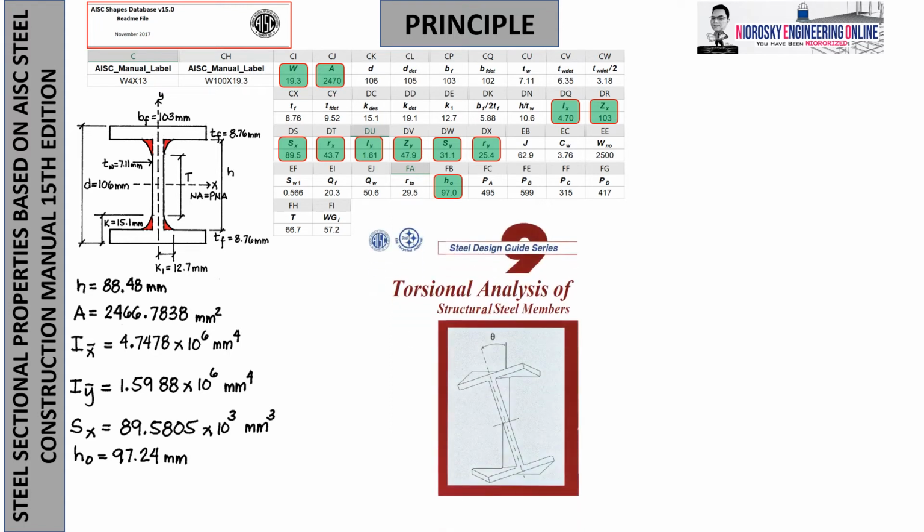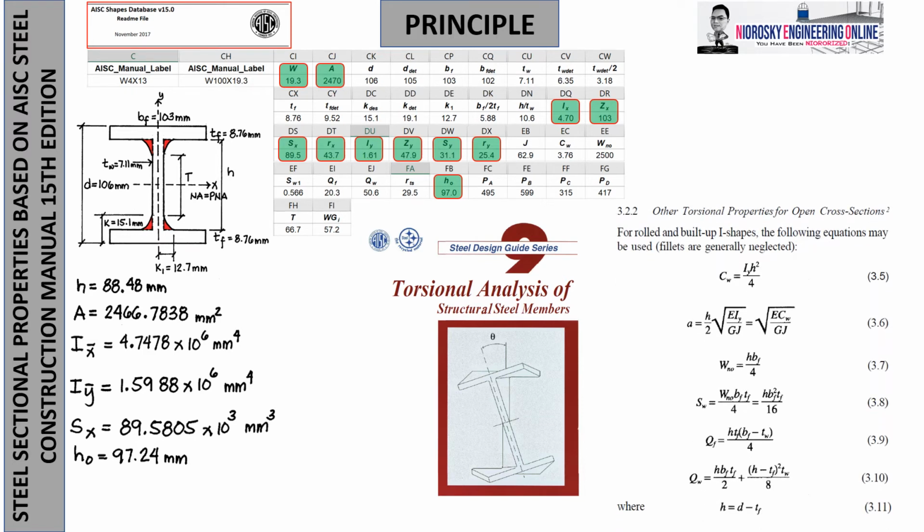Now, if you notice, it mentions Steel Design Guide Series 9. So this is it. The title of this document from AISC is Torsional Analysis of Structural Steel Members. So what is in there? In the code, 3.2.2, other torsional properties for open cross-sections. There are many ways to compute that. So let's focus on how to compute C sub W, or the warping coefficient. Then there is W sub N sub naught, the so-called normalized warping function, and S sub W, described earlier, and QF and QW are described as the statical moment for the flange and for the web.